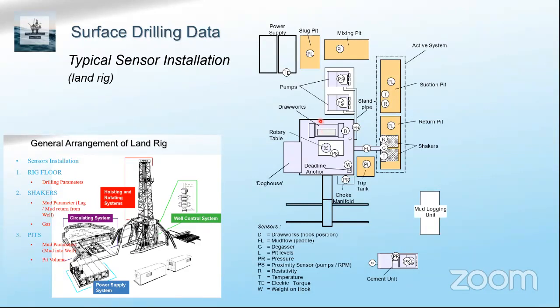So the drawworks sensor is installed there, with the help of which we can see all the hook movement. And if it is moving fast, the acquisition panel will do the calculation. All the computation will be done, and it will tell you what the hook speed is. It's very important while tripping and while drilling.